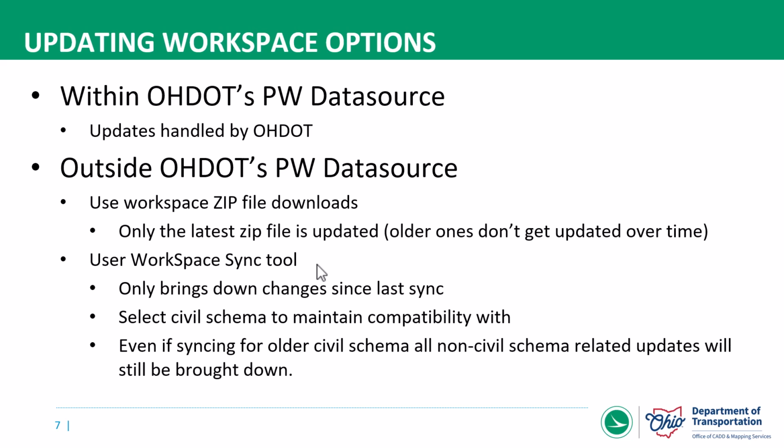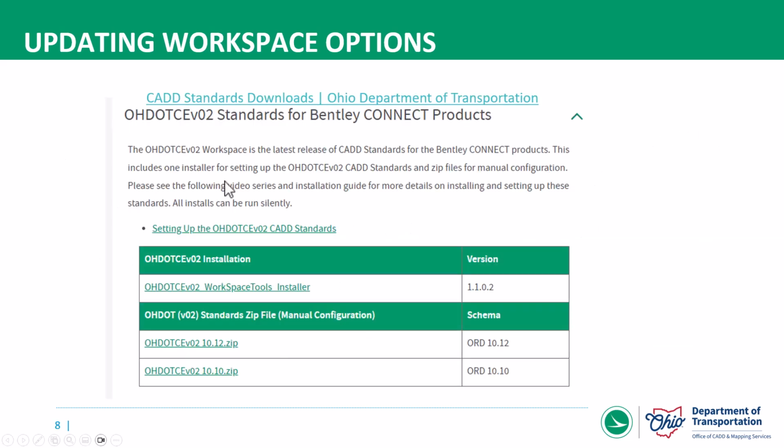Whereas the sync tool, or whereas the zip file, if you grab an older one, it's no longer updated. What I mean by that is if you go to our CAD downloads page, you'll see we have two zip files. We have one for 1012 and one for 1010. Whatever the latest one is, that's our current one that we're updating. Every time we push out an update, the latest zip file is getting updated with all those changes.